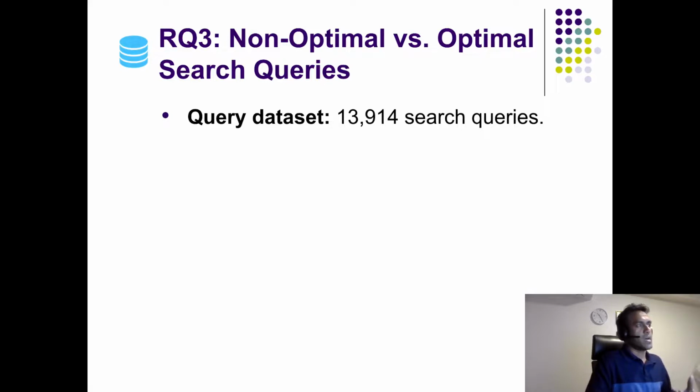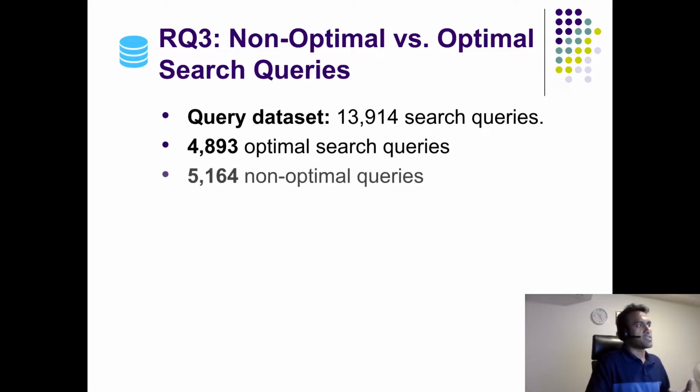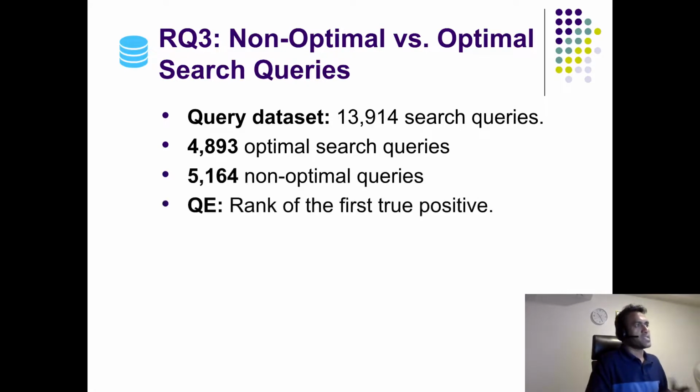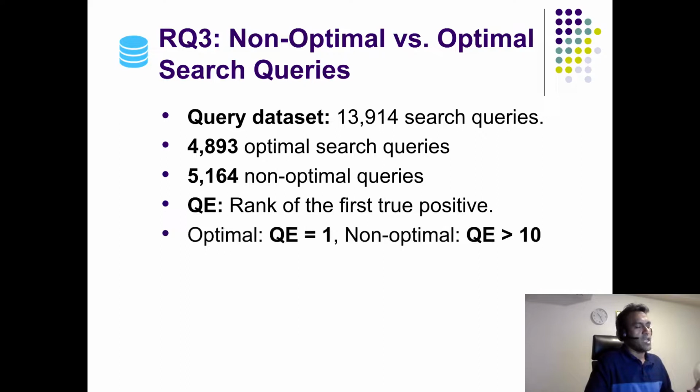So we collect more than 13,000 bug reports, 13,000 search queries. And we did our investigation using around 5,000 optimal search queries and 5,000 non-optimal search queries. So when I say optimal search query, it means that this query can return the relevant result at the topmost position. And when the query cannot return the result within the top 10 position, then we consider that query as non-optimal.